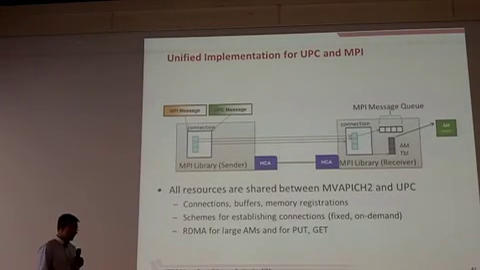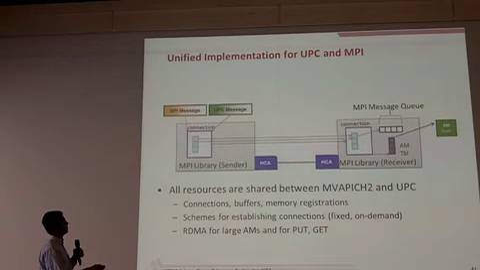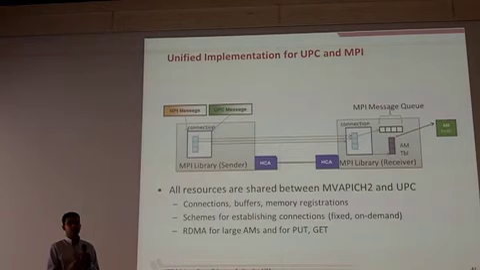So if you take a look at this unified implementation of UPC and MPI, in this example both the MPI message and the UPC message from this node are trying to go to this node. And then we have the same communication connection with the same buffers and so on. The only difference is internally we know if this message is an MPI message or a UPC message.